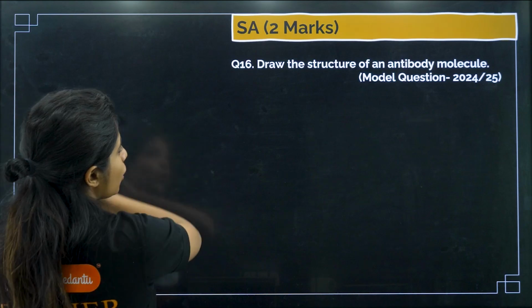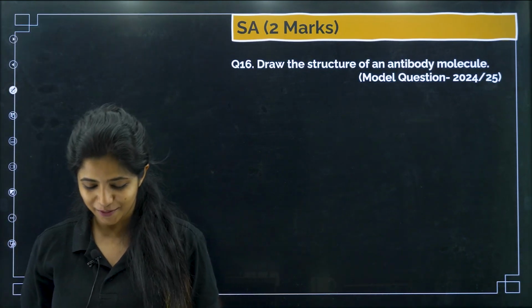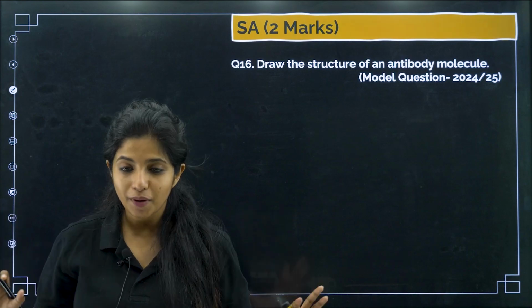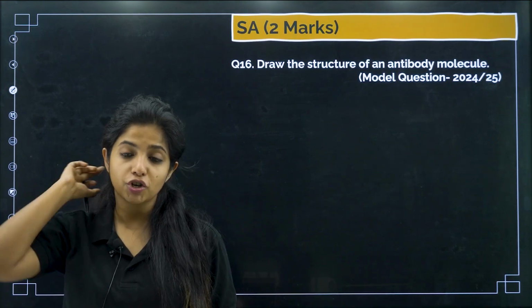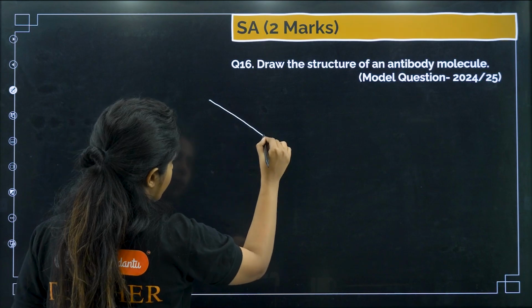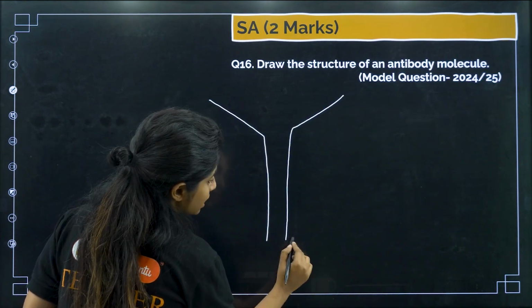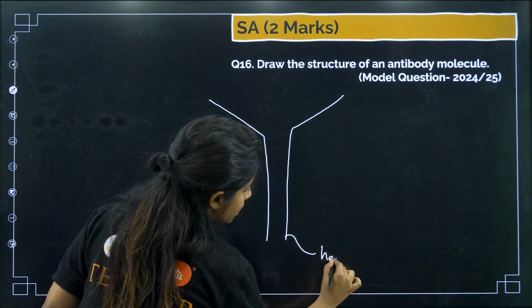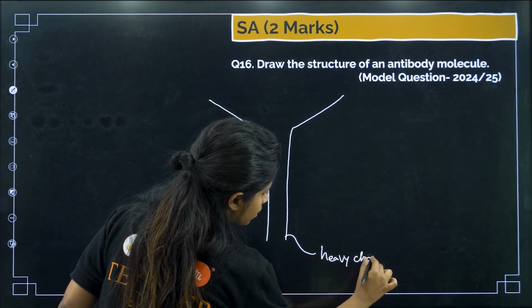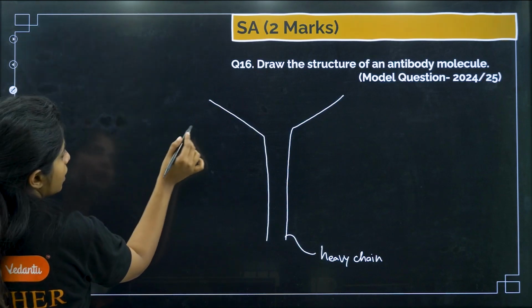Let's see. Draw the structure of an antibody molecule. This is a model paper question. So 2 marks. So how can you draw this structure of an antibody? Please remember, you have 2 strands. One strand goes like this, the other strand goes like this. These 2 things that you see over here, they are known as heavy chain. And then comes 2 smaller strands.